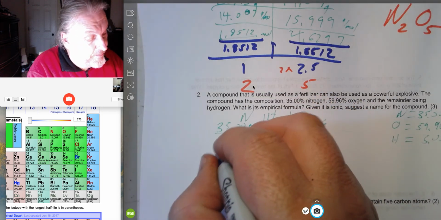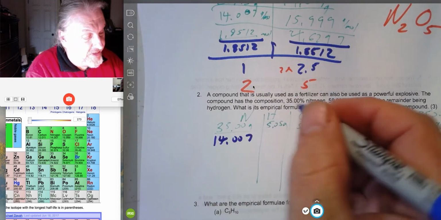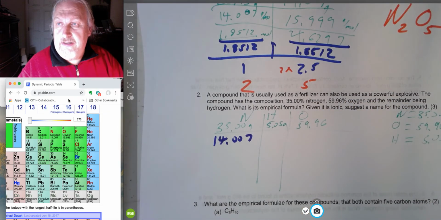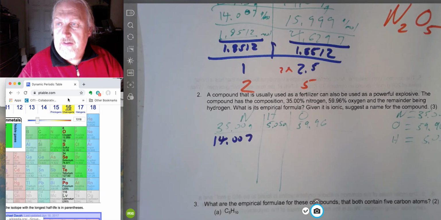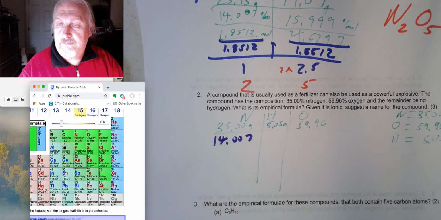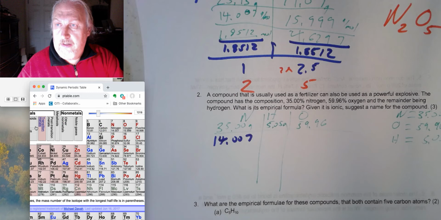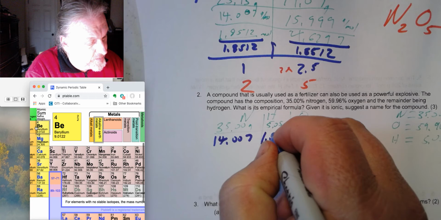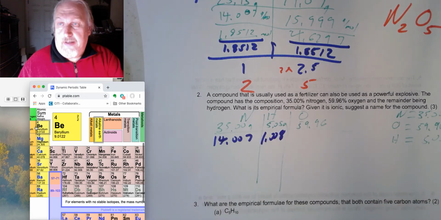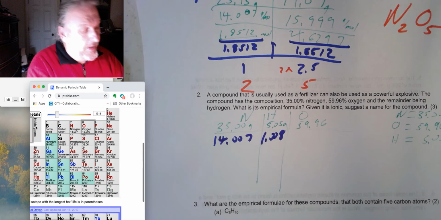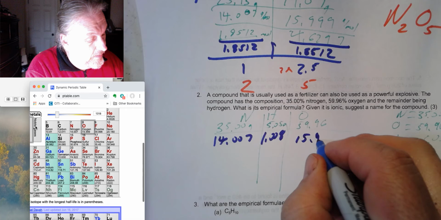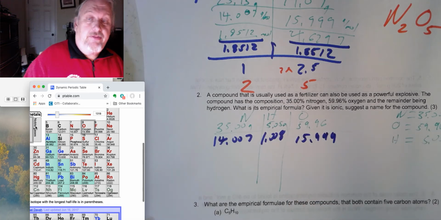Now I'm going to go in here and look at my periodic table. The molar mass of nitrogen is 14.007 again. Hydrogen. Let's go back over here and see. Well, darn. Where's it at? Hydrogen is 1.008. I'm using the dynamic periodic table. It's a really cool app. And so that'll give me my oxygen is 15.999.